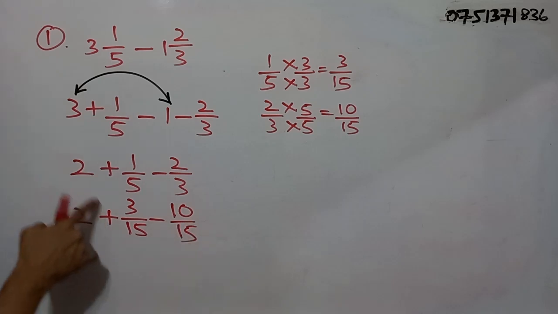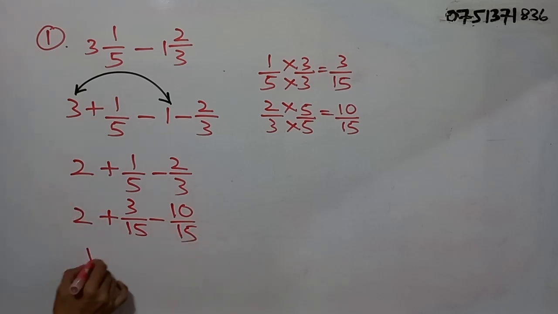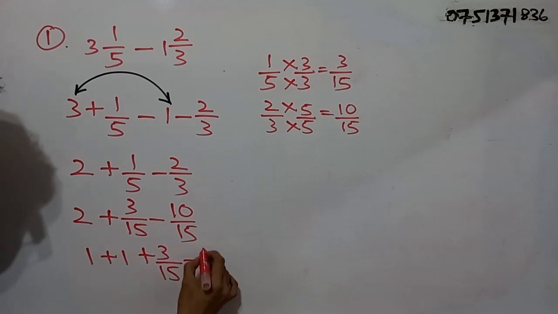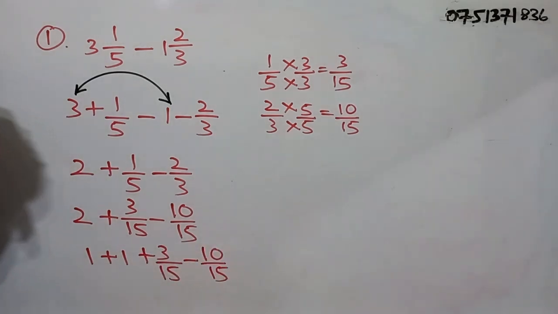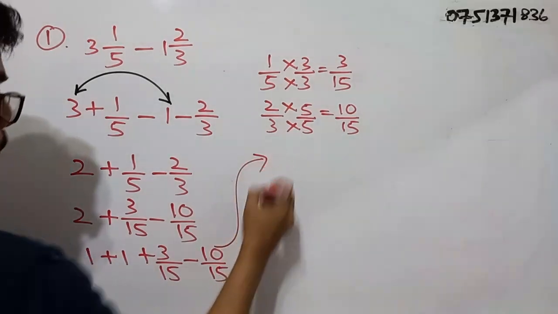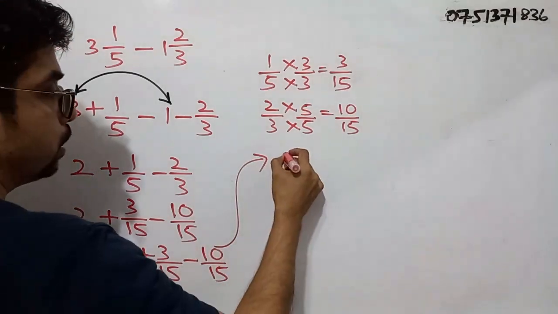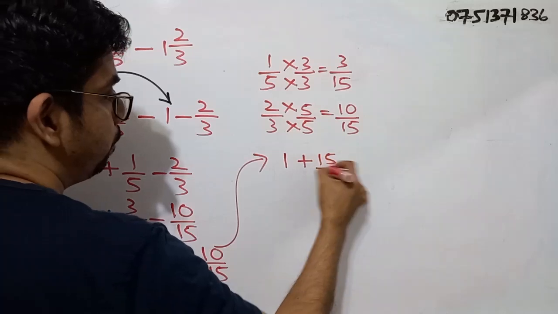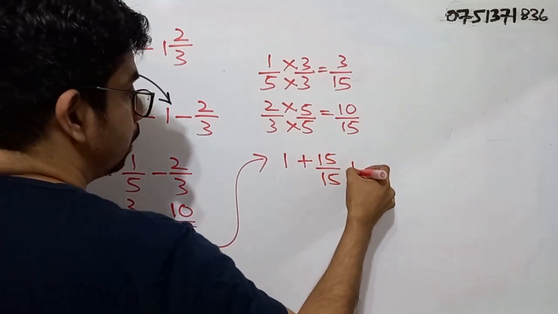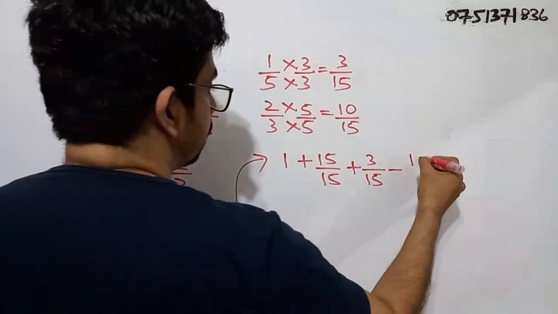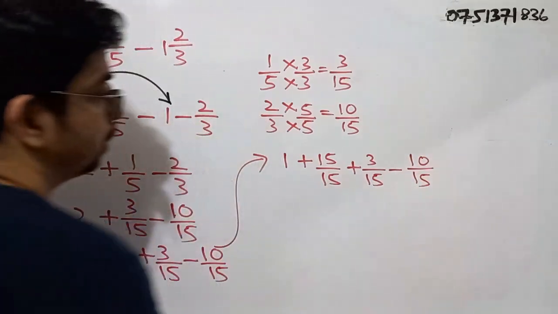Right. Then I can rewrite this 2 as what? 1 plus 1 plus 3 by 15 minus 10 by 15. So we will continue from here. So this 1 I can write as what? Considering the denominator 15, I can write this 1 as what? 15 by 15. So 1 plus 15 by 15 plus 3 by 15 minus 10 by 15.